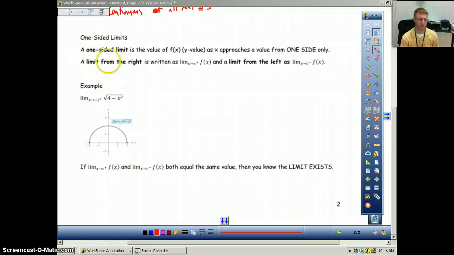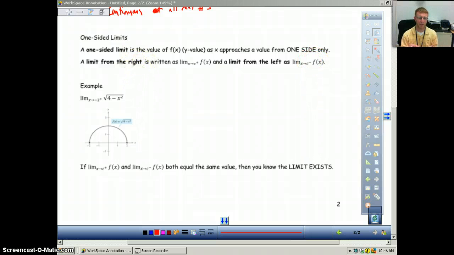Okay? So one-sided limits, we're going to do this very, very quickly. A one-sided limit is, you just need to make sure that you understand the notation. So see with that little plus, when it's denoted with a plus, it means the limit from the right. In other words, what is happening from the right-hand side. And then the limit with a negative means what's happening from the left-hand side.